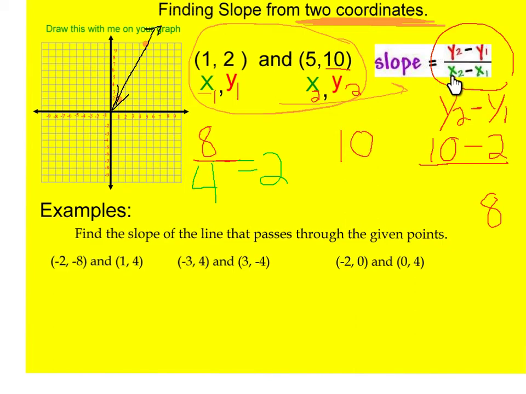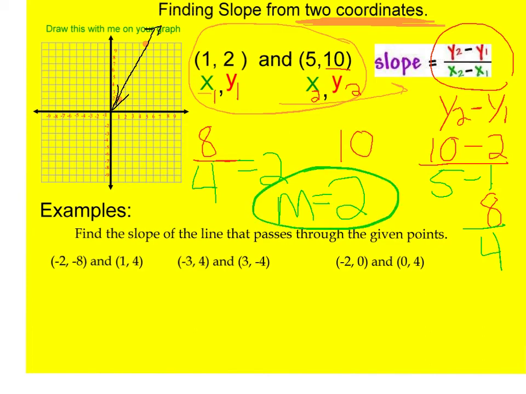Now in my formula it says x2 minus x1. So I'm going to take my x2, which is 5, and minus the 1. Okay, so 5 minus 1 is 4. Now, wait a second. Hey, look. Look at that. Same thing. And if I divide them, I will get a slope of 2. I'll say m equals 2.